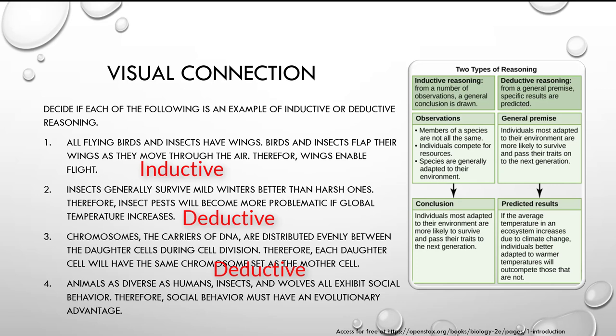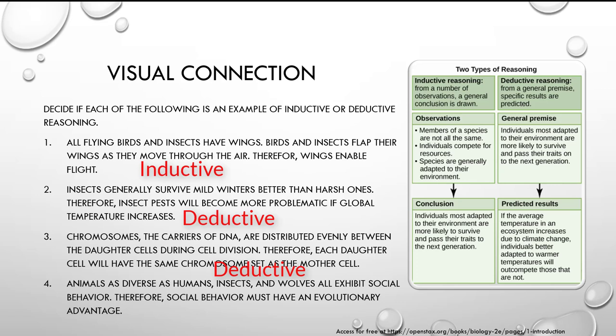So we basically have this conclusion. Chromosomes, the carriers of DNA, are distributed evenly between the daughter cells during cell division. From there, we're predicting that each daughter cell will have the same chromosome set as the mother cell. So we came from a conclusion, and now we're predicting that, based on that cell division, each cell will have the same chromosome set as the mother cell. So that is deductive reasoning.